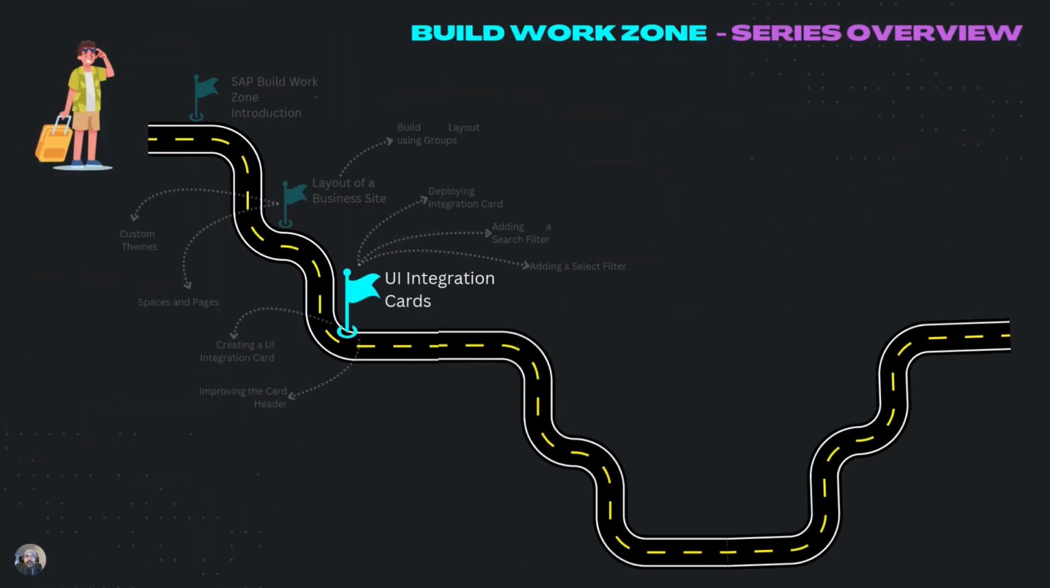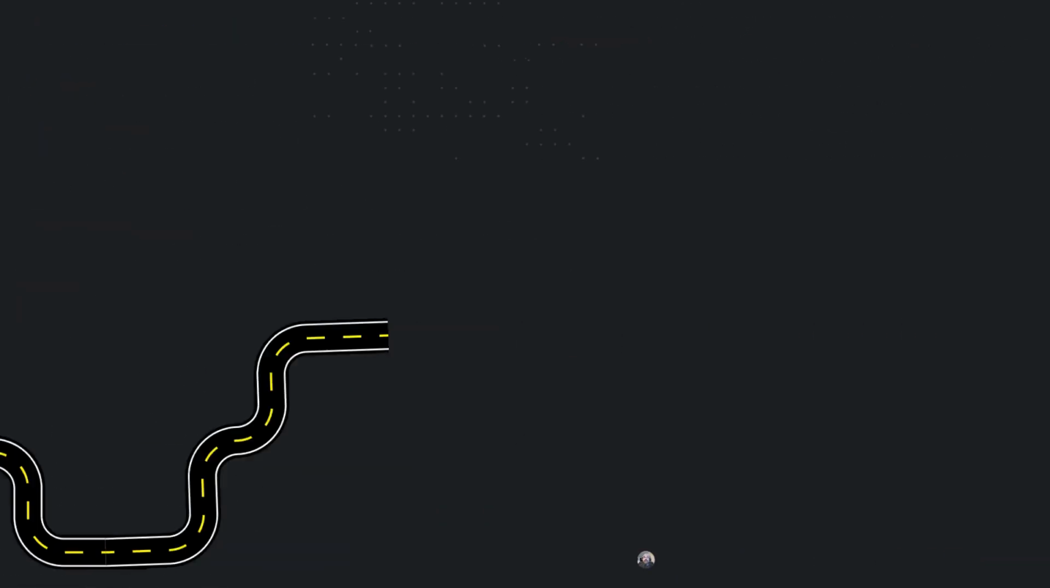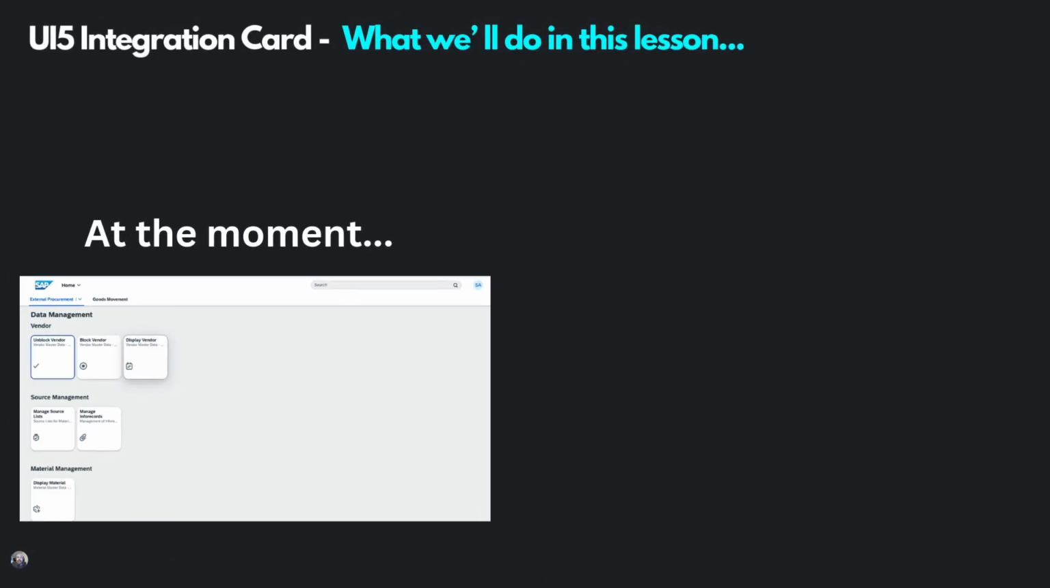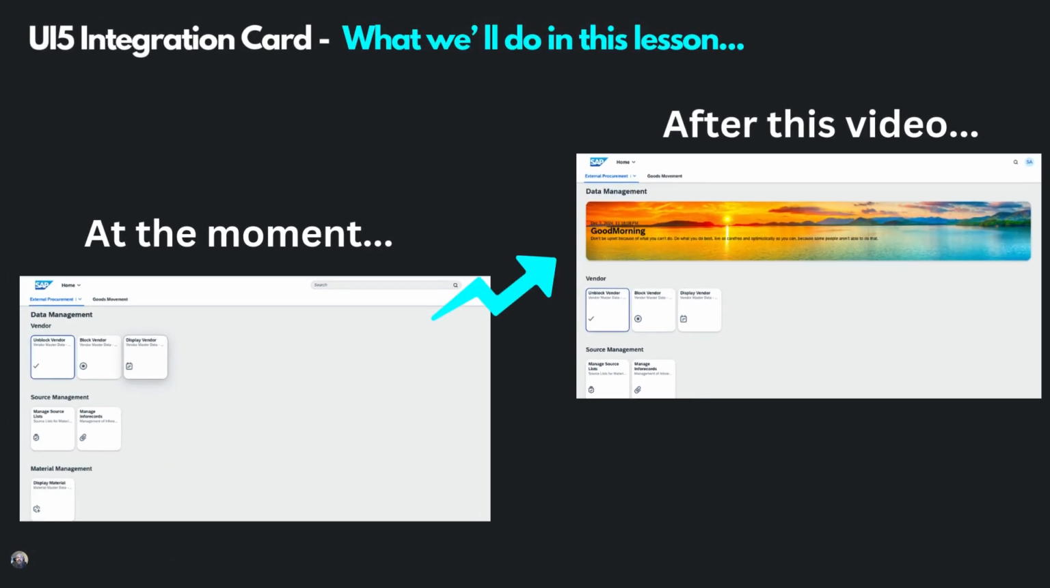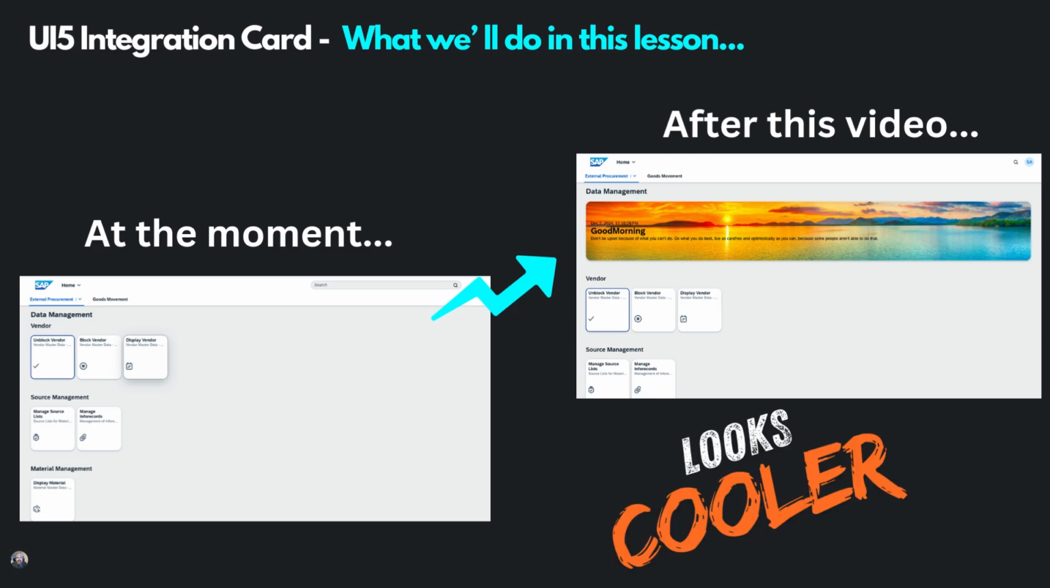In this video, we are going to learn how to add an image with text overlay at the top of your business site. So at the end of this video, you're going to have an image header at the top of your business site that looks something like this, and it's going to have some text overlay.